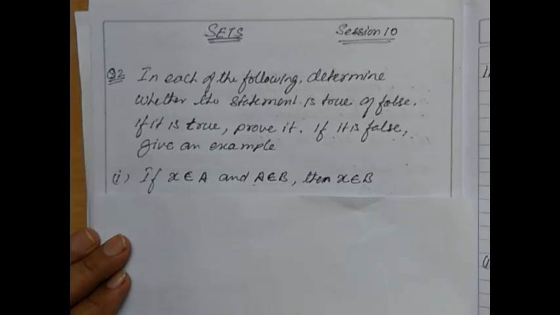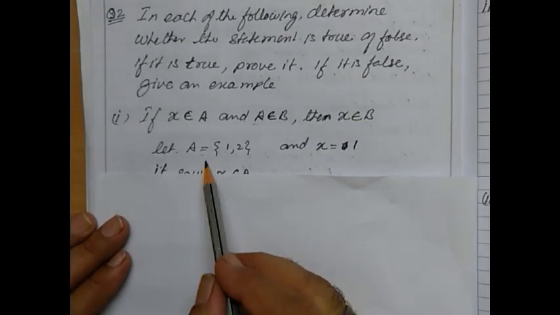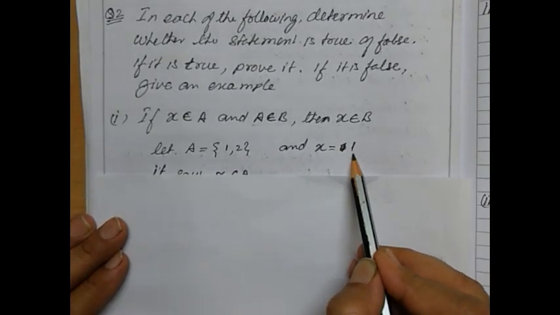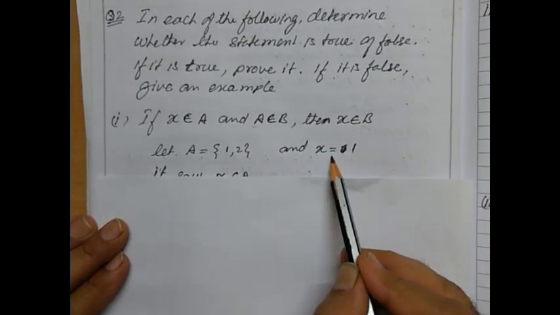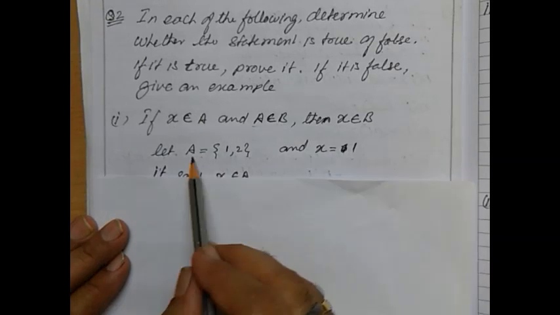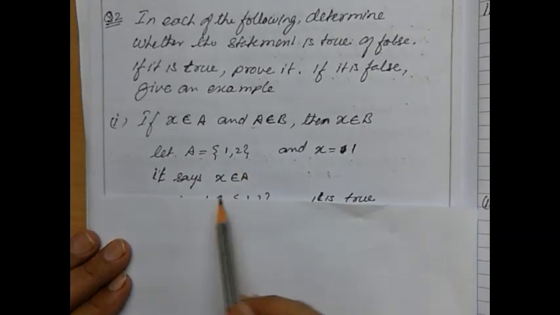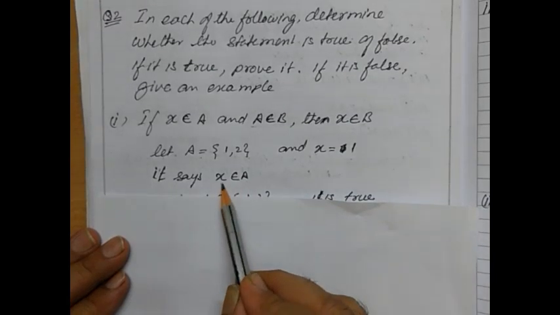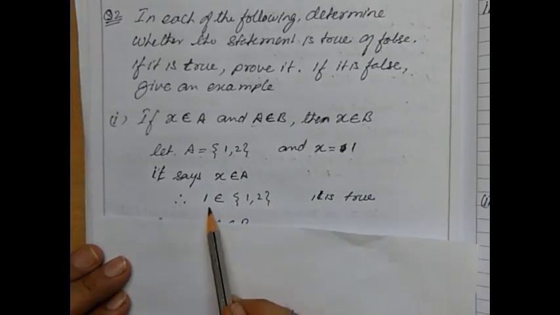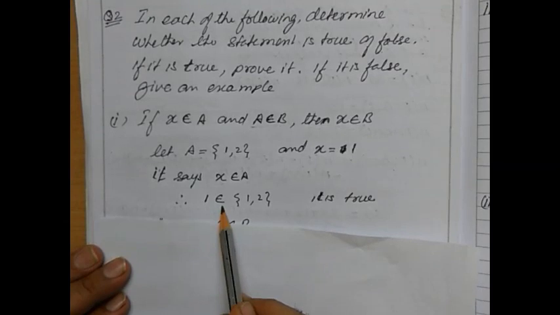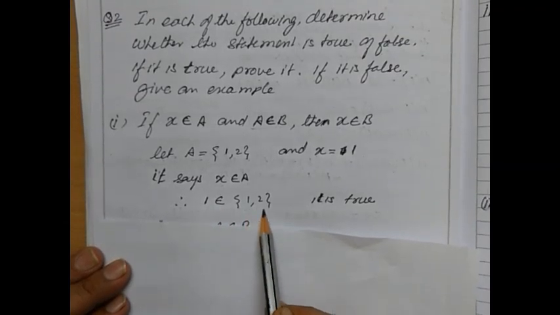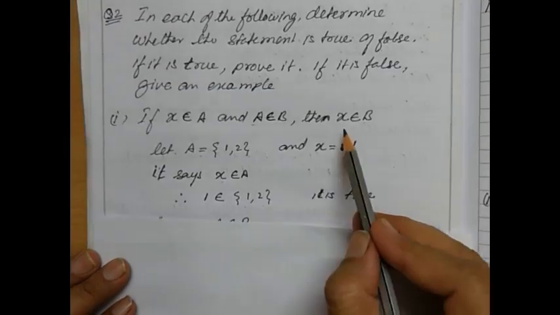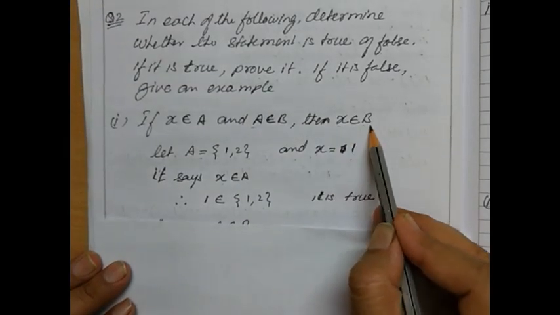So let us consider a set. Let A be {1, 2} and the value of X is equal to 1. If you are considering the 1, then 1 will be belonging to set A, isn't it? So X belongs to set A. X is an element, so it belongs to set A. So then we can say that 1 belongs to {1, 2}, the set A. This we can represent, so it is true. But what we have to prove? We need to prove that X belongs to B.